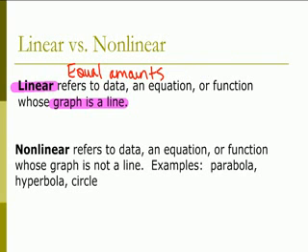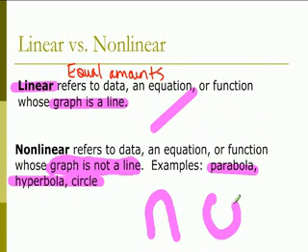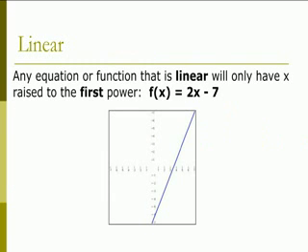If it's nonlinear, it refers to a graph that's not a line, and the data does not go up by patterns or by certain amounts. It goes up by different things. And examples of those graphs are parabolas, hyperbolas, and circles. A linear graph will just be a line. A nonlinear graph will either be a parabola or a circle or something like that.